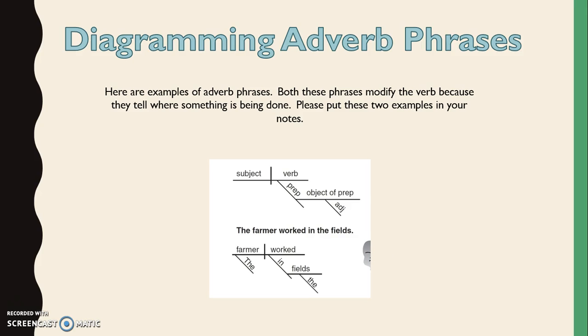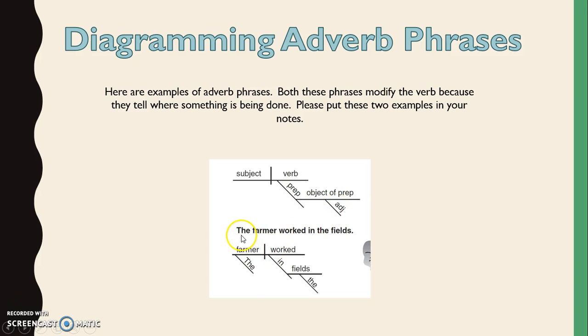Now we're going to talk about adverb phrases. All right, here are examples of how you would write an adverb phrase. Both of these phrases modify the verb because they tell where something is being done. Please put this example on the top flap of your notes, right where it's under your adverb phrase: subject, verb, preposition, notice the long line, object of the preposition, and adjective.